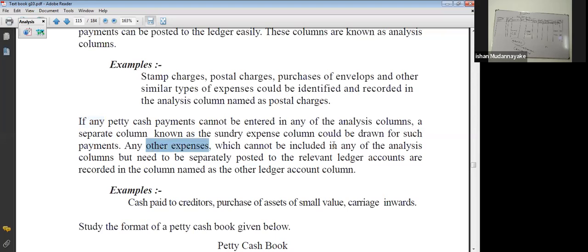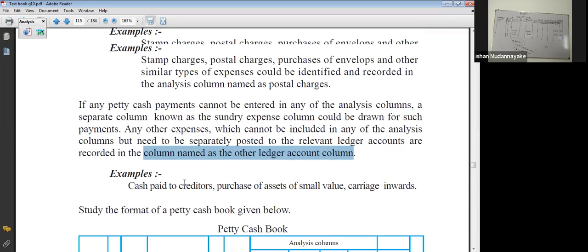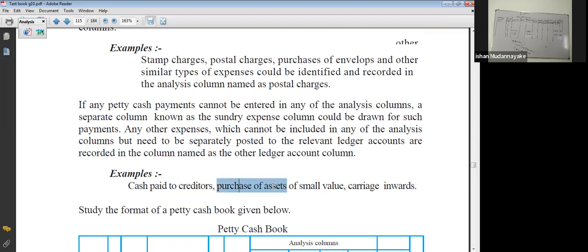Any other expenses which cannot be included in any of the analysis columns, but need to be separately posted to the relevant ledger accounts, are recorded in the column named as other ledger account column. It means for those expenses we have a separate ledger account. Cash paid to creditors, purchase of assets of small value, carriage inward are some of the items that we record in the other ledger column.